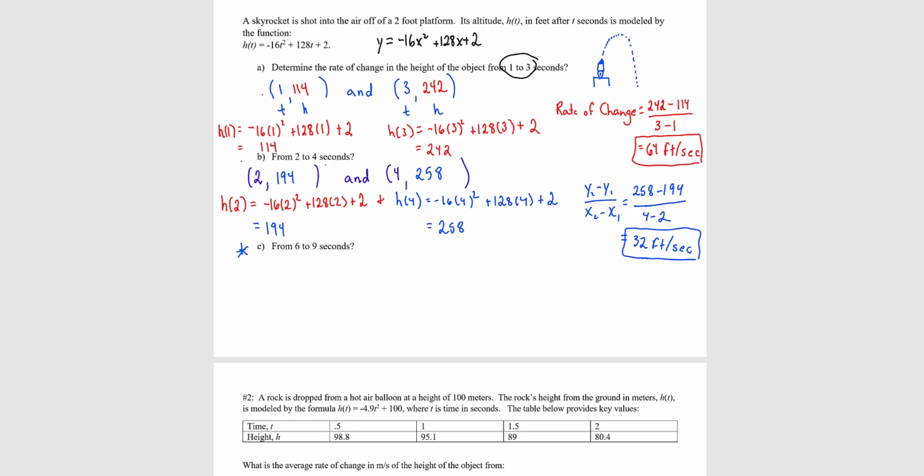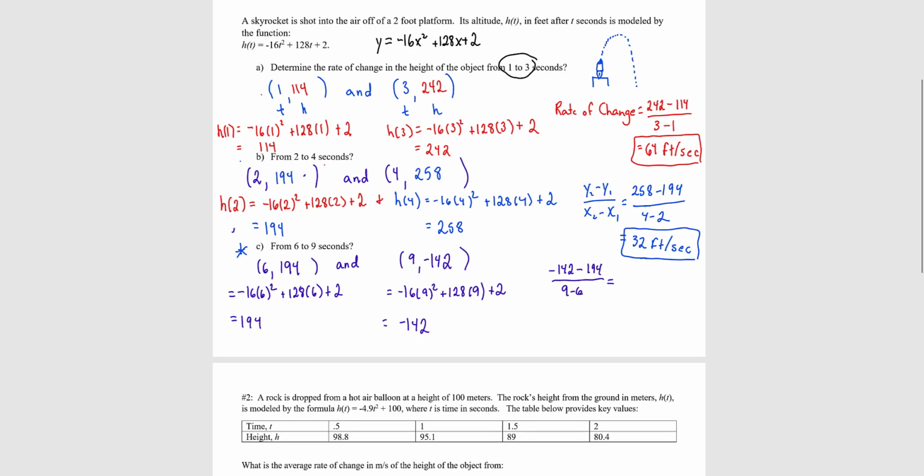So try that last one, pause the video, and I'll show you the answer here in just a couple of seconds. So I got 194 and negative 142 here. The negative 142 doesn't really make a whole lot of sense in the real world application of this problem, because the rocket can't be negative feet high, but we're still going to go and calculate the rate of change, and if nothing else, this will give us an answer for a generic rate of change problem.